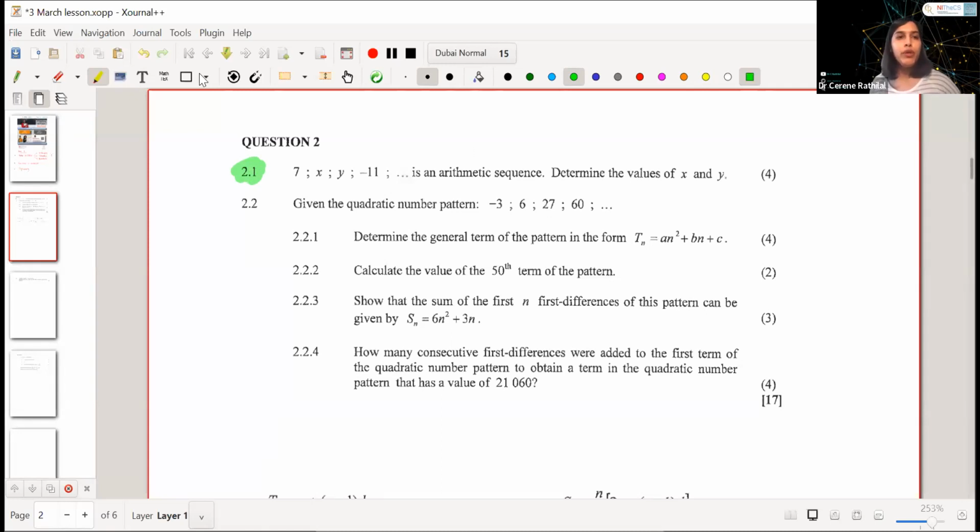Right, so question 2.1 says the following. It says that I have the following sequence. The first term is 7, followed by x, followed by y, and the fourth term in the sequence is minus 11. This sequence continues, as we can see, there's an ellipsis. We are told that this sequence in particular is an arithmetic sequence.